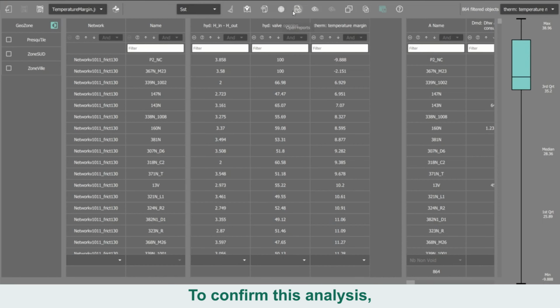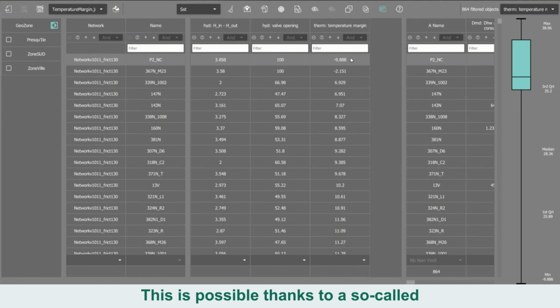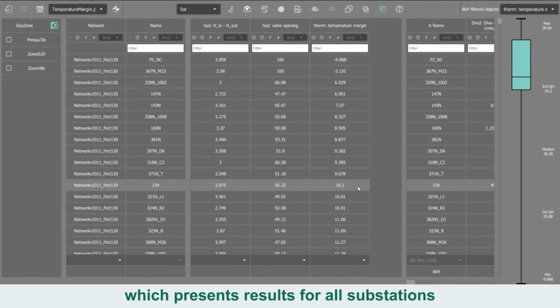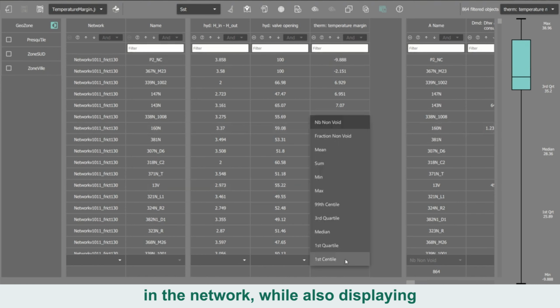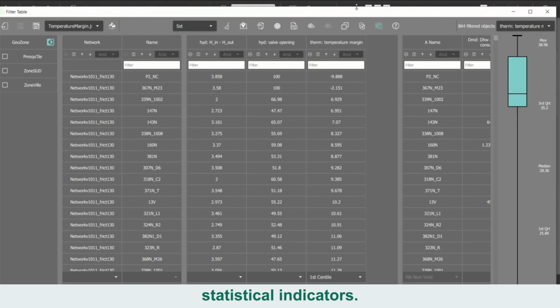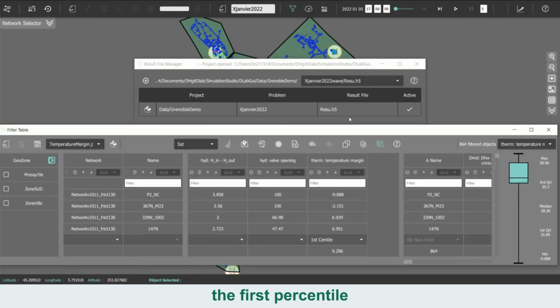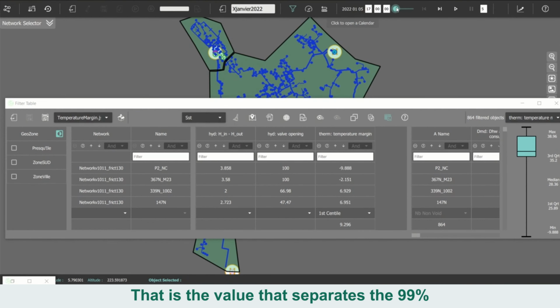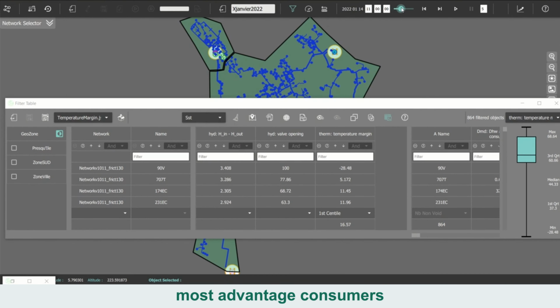To confirm this analysis, we need to take a more global view of the situation. This is possible thanks to a so-called tabulated view, which presents results for all substations in the network, while also displaying statistical indicators. We propose here to present the first percentile of the temperature margin, that is the value that separates the 99% most advantaged consumers from the 1% least advantaged. Typically, at the time displayed, the District Lab H software calculates that 99% of consumers have a temperature margin of at least 16.5 degrees Celsius.